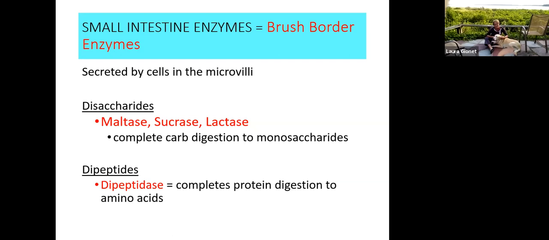Remember, things that end in -ase are enzymes. And usually the first part of the word will refer to the substrate. So maltase acts on maltose. Sucrase acts on sucrose. And lactase acts on lactose. We will put this in a chart form in the next chapter.